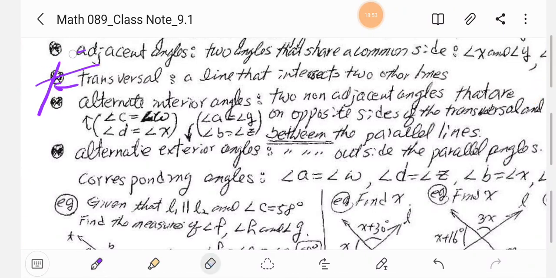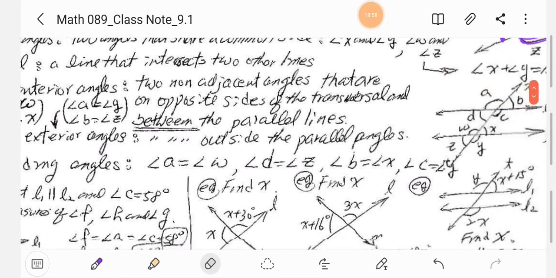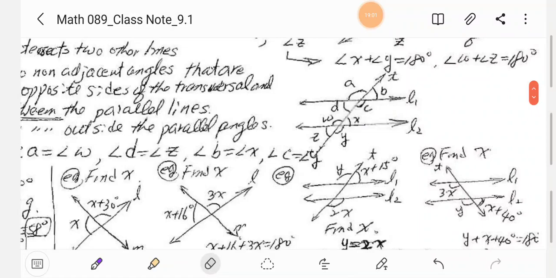Let's try this example. Alternate interior angles, alternate exterior angles. So look at this. Here are two lines, line 1 and line 2, and they are parallel. These two lines are parallel, so they never cross each other. And let me draw a transversal crossing these two lines. Okay, transversal.